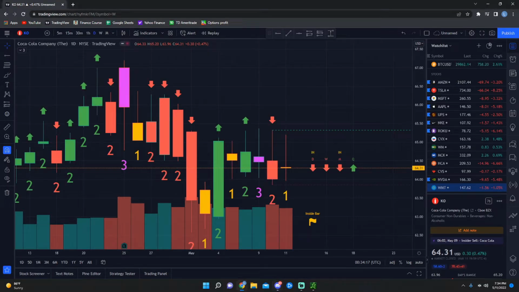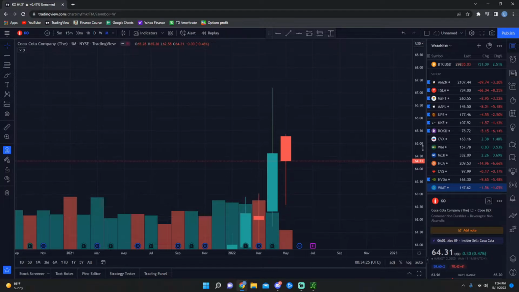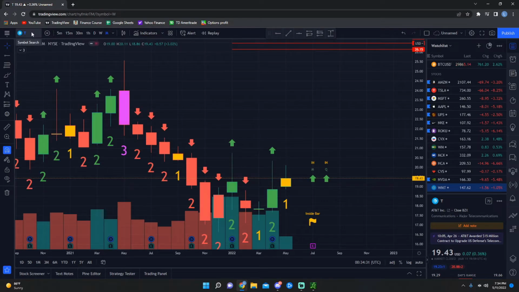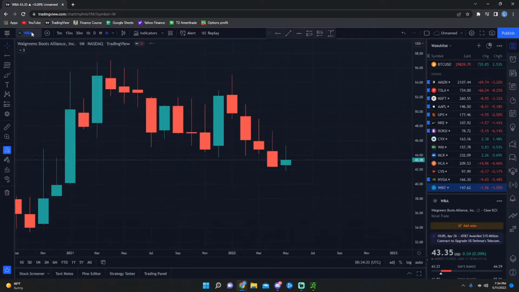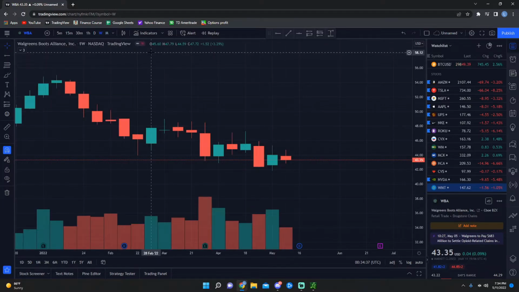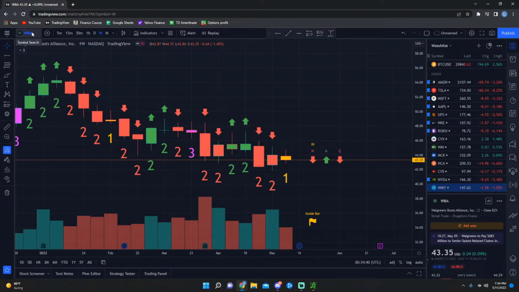So we have 4 potential stocks for those. First one is Coca-Cola. We're on an inside month, skipping that one. That is how picky I am. T, inside month, skipping that one. WA, down on the monthly, inside on the weekly, skipping this one.